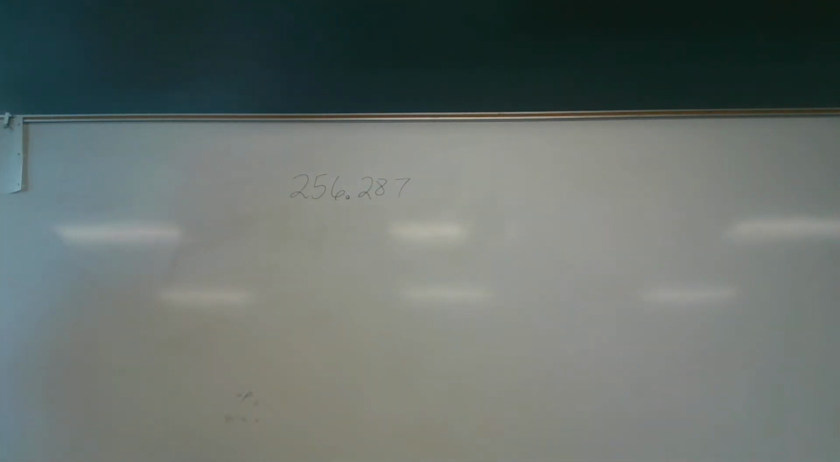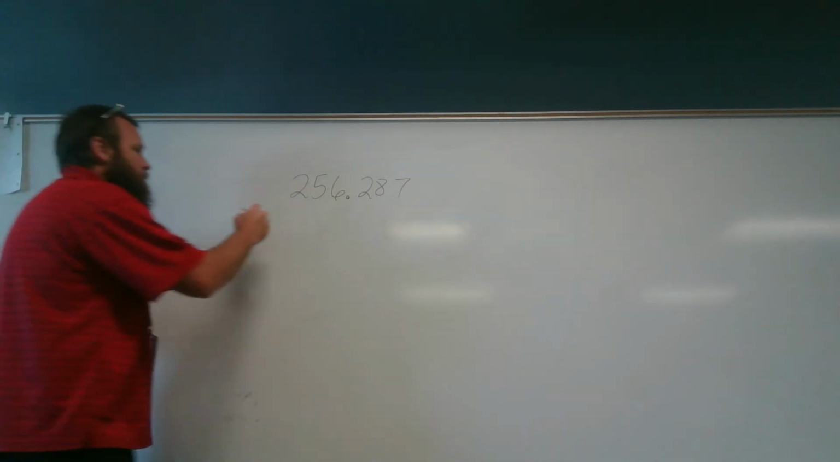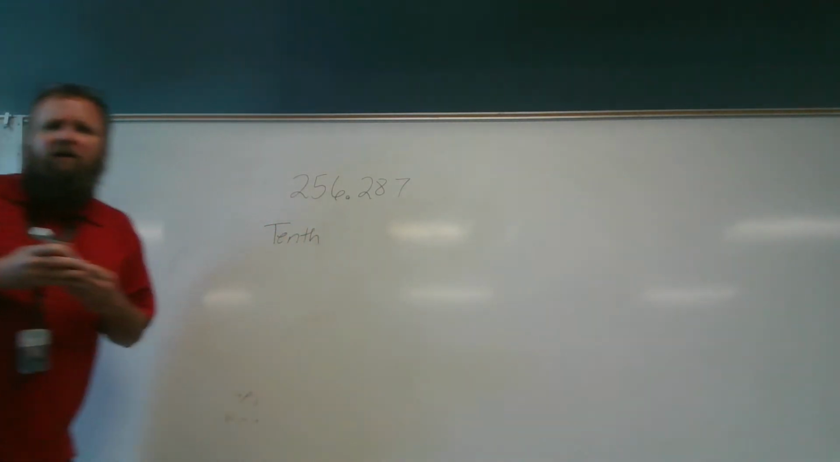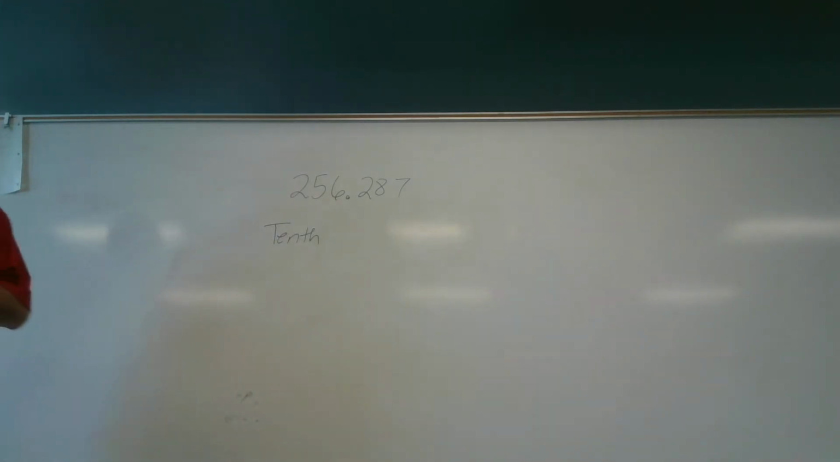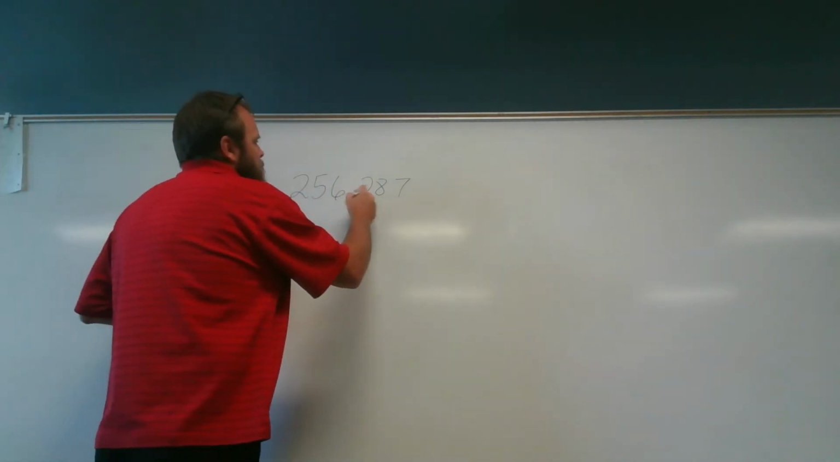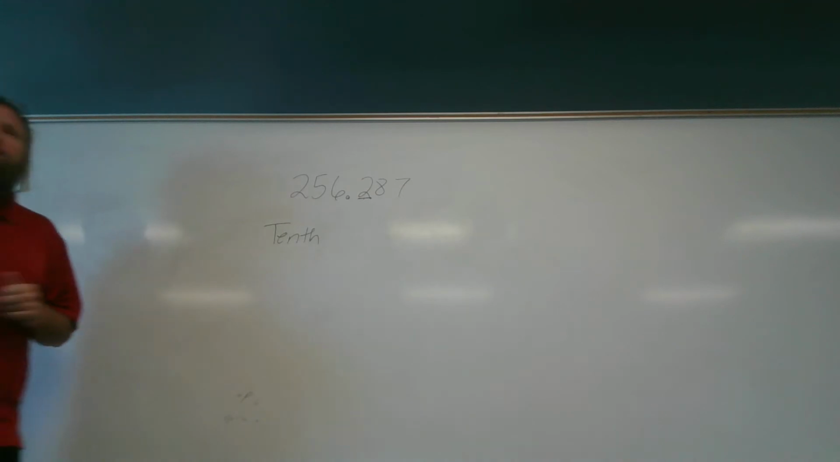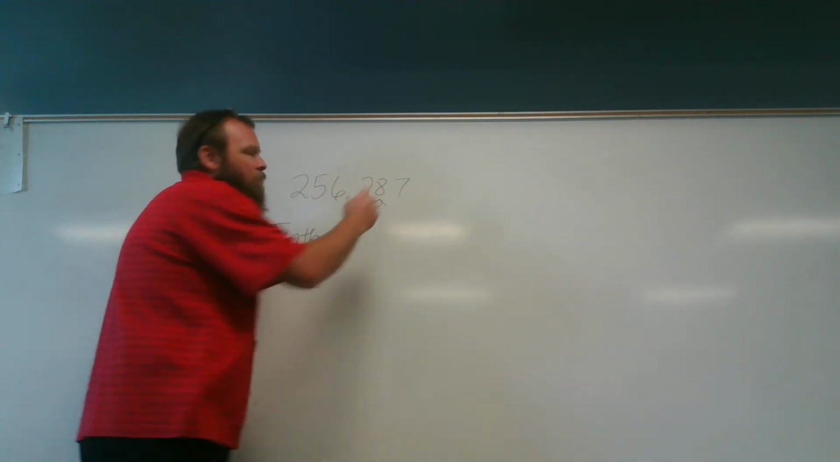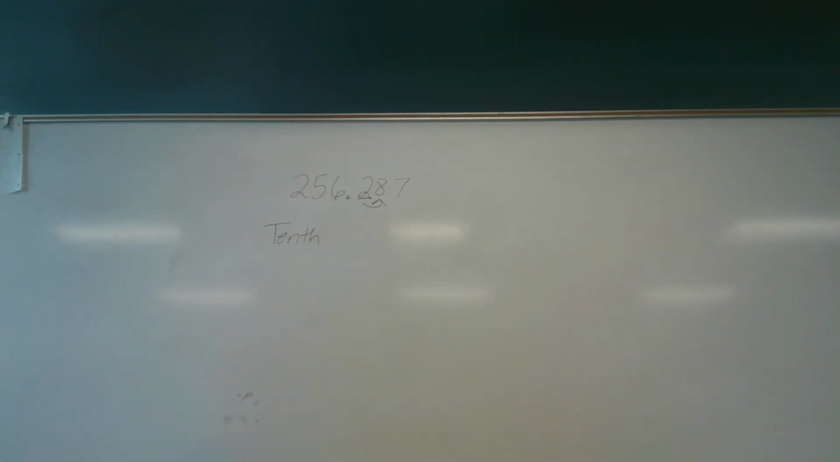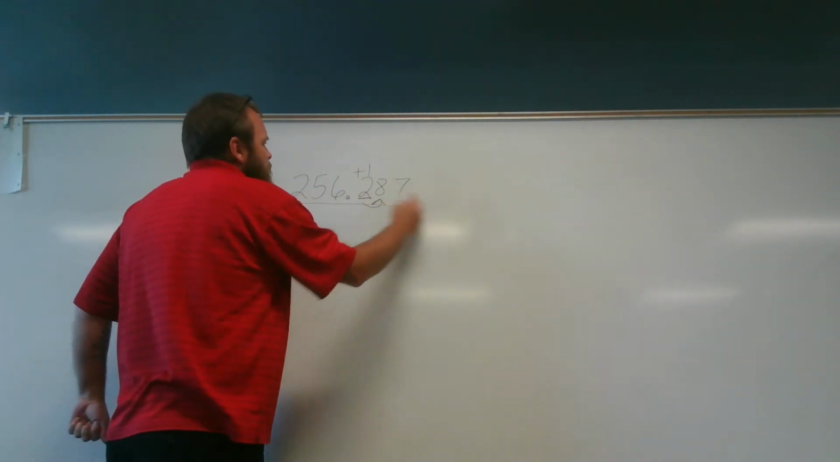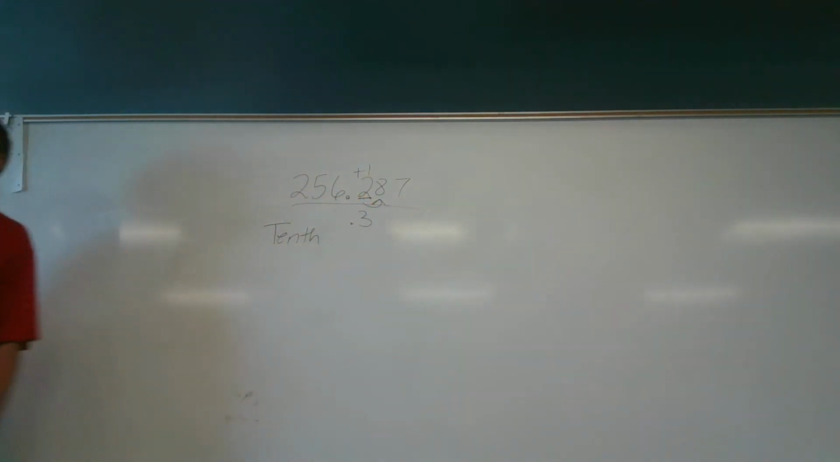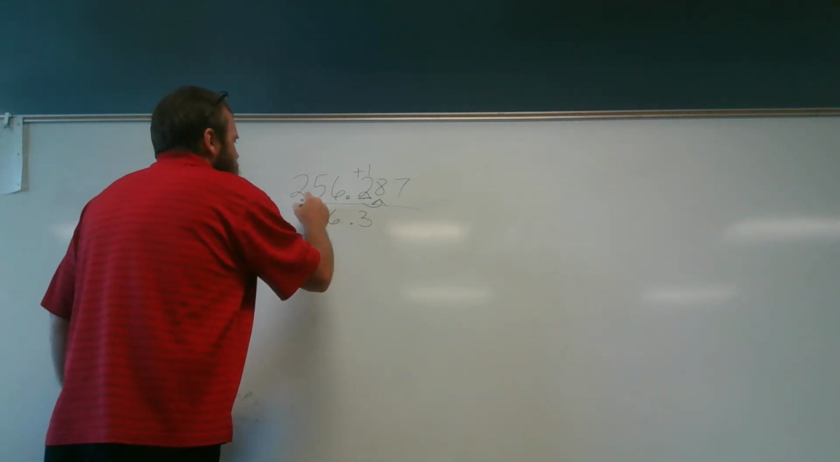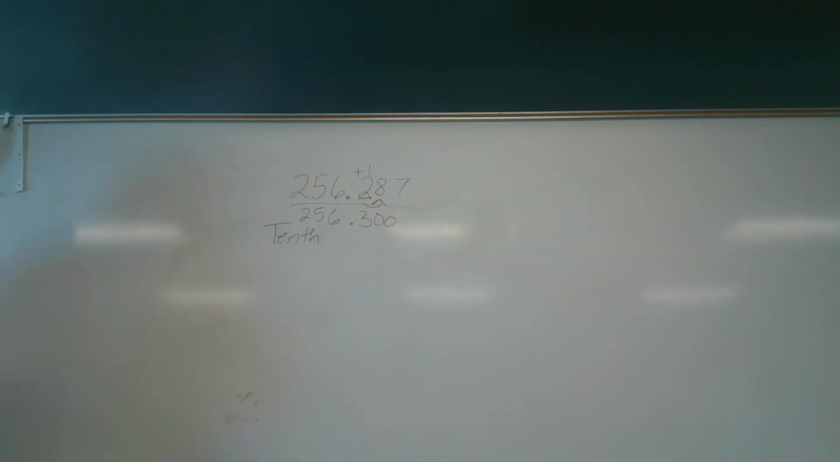$256 and 287 thousandths. We're going to round to the nearest tenth. Find your number. What number's in the tenths place? 2. Tenths place, just think of dimes. 10 dimes make a dollar. If I had a dime, it would go right behind the decimal point. Look next door. Is the number next door 5 or greater? Yes, which means I add one more. That becomes a 3. The numbers in front stay the same. The numbers behind zeros, your name. Oh, I get it.